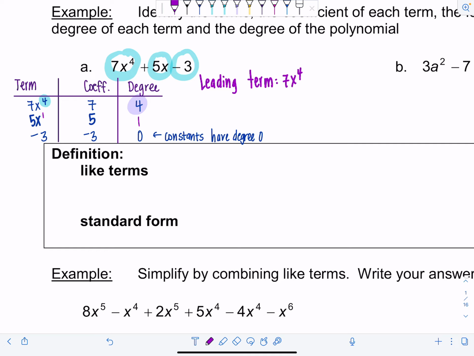Then they want the leading coefficient. You just snag it from the coefficient of the leading term, 7. And then it wants the degree of the polynomial overall, okay? If you're going to pick one degree for this polynomial, you go for the highest. So this polynomial is a degree 4 polynomial. Good? Okay, cool.